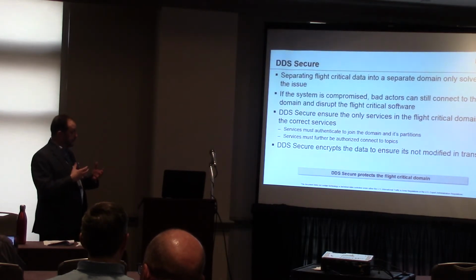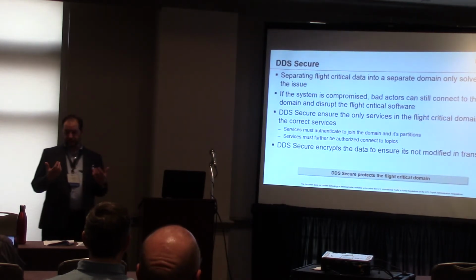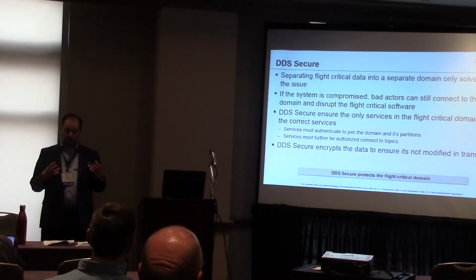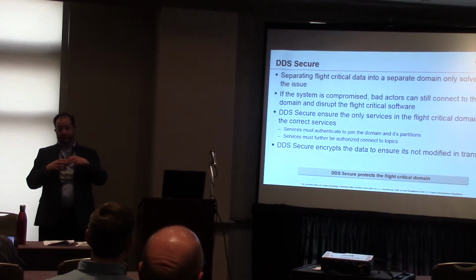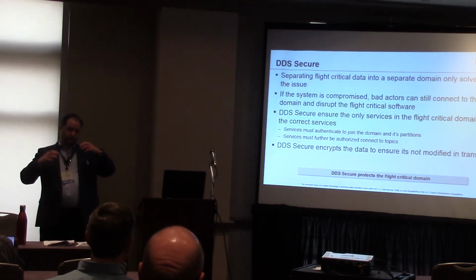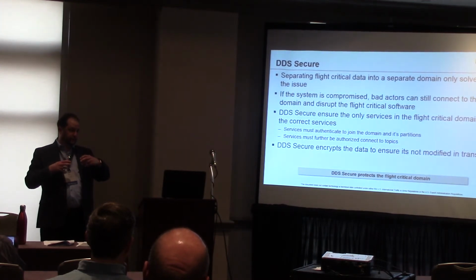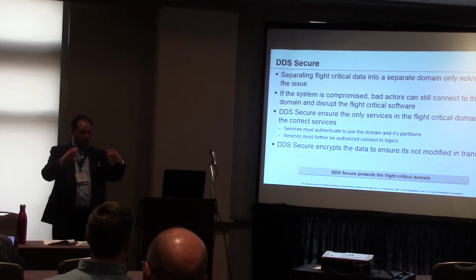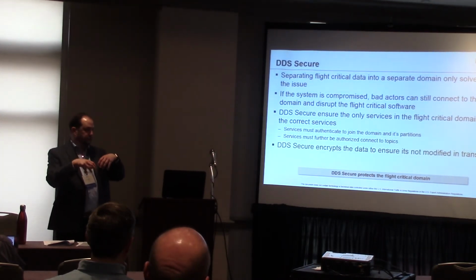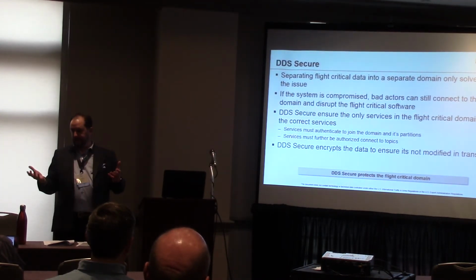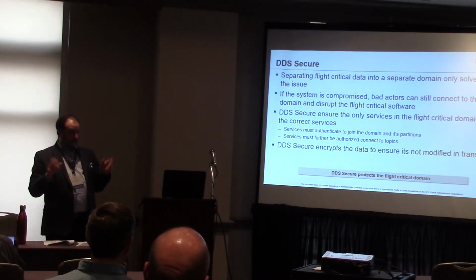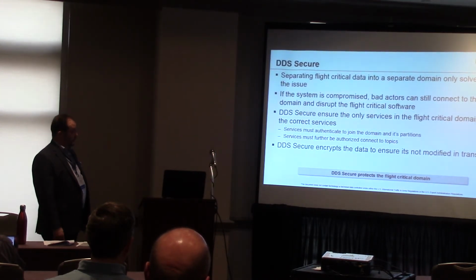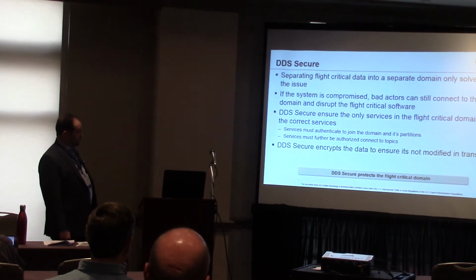The idea will be that once we have everything divided, then we can implement DDS Secure. We're going to then be able to say only these services that are flight critical services, and only the ones that we've built, right, are allowed to connect to the flight critical domain, and that would prevent anybody who's trying to tag along who shouldn't be from connecting to that domain.